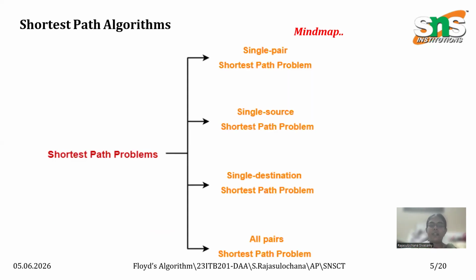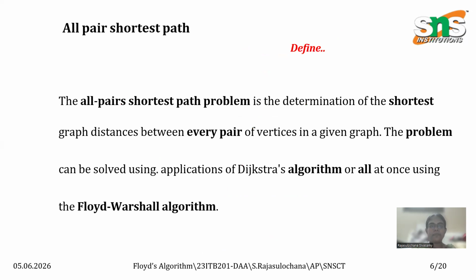There are various shortest path problems available. One is the single pair shortest path problem. Another is the single source shortest path problem. Next is the single destination shortest path problem. And the last one is the all pair shortest path problem. So here is the problem definition. The all pair shortest path problem is the determination of the shortest graph distance between every pair of vertices in the given graph.